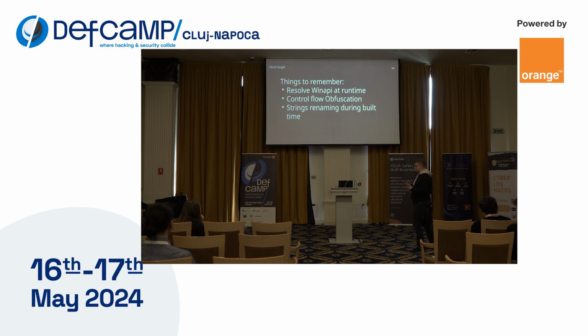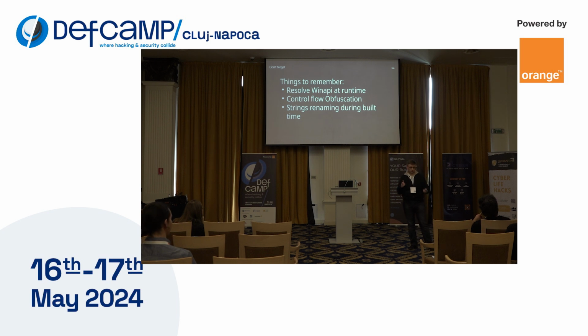Another important thing that you need to remember when writing your own agent is you need to resolve WinAPI at runtime. So if you want to send a request, don't forget about that. Also, you need to think about control flow obfuscation, which could be important in some points. And also, since we are relying on VirtualAlloc, you need to rename strings.